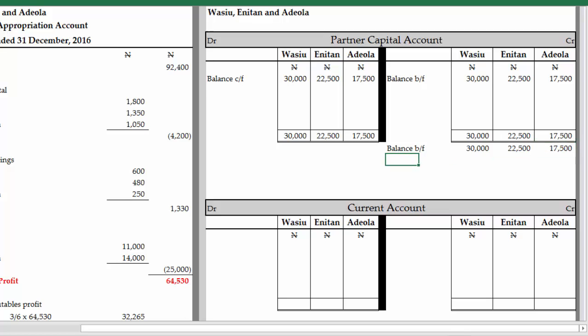Okay, that is the capital account. So it will continue like that. It's a fixed amount that will be there year in, year out. It will not change until the partnership is about to be closed down. That is when they return the capital to each of the members.